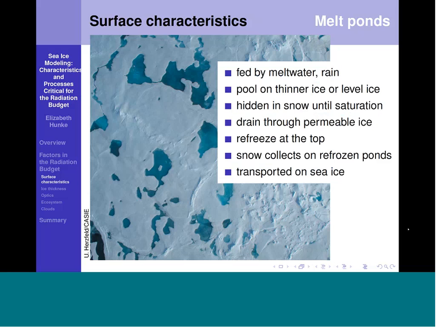So melt ponds are pools of liquid water that form from snow or ice melt on top of the ice. And they are relatively dark in color, and therefore they can accelerate the ice melt. They form in low spots, and if there's enough snow, they may not be visible until the snow becomes saturated. They can drain through to the ocean when the ice becomes warm and permeable, and if it's cold, they will refreeze on top. Then, if it snows, the snow collects on that ice and hides the ponds again. And like snow, ponds are transported horizontally on the top of the sea ice.